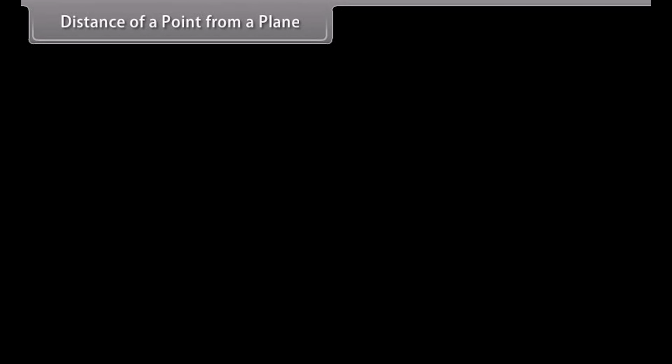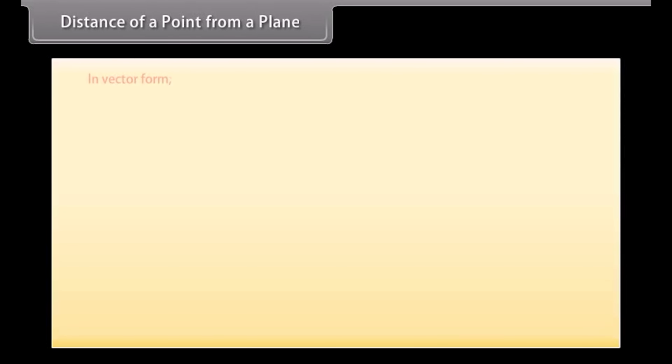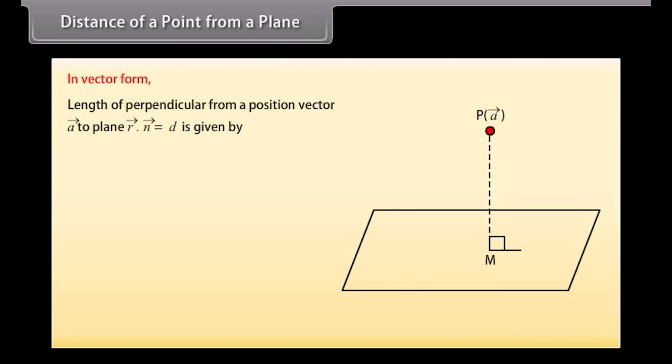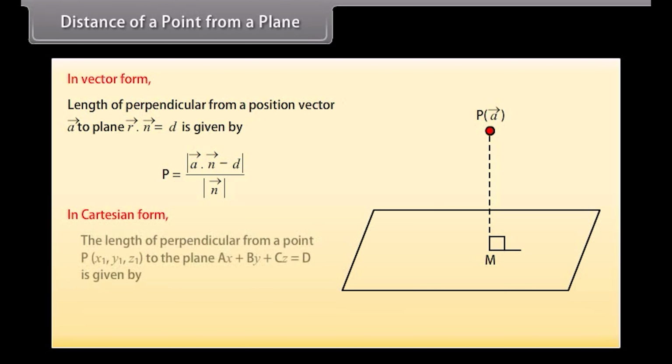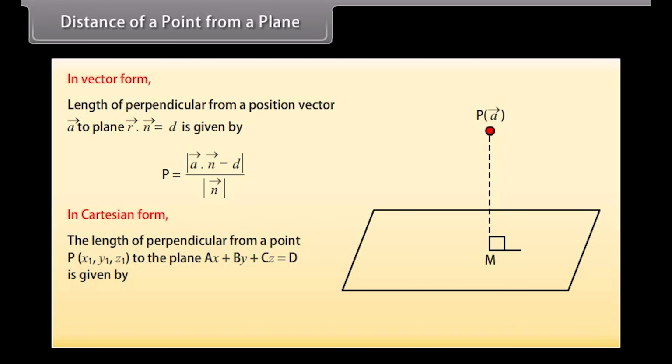Distance of a point from a plane. In vector form, length of perpendicular from a position vector A to plane dot product of vector r and vector n equals d is given by. In Cartesian form, the length of perpendicular from a point P (x1, y1, z1) to the plane ax plus by plus cz equals d is given by.